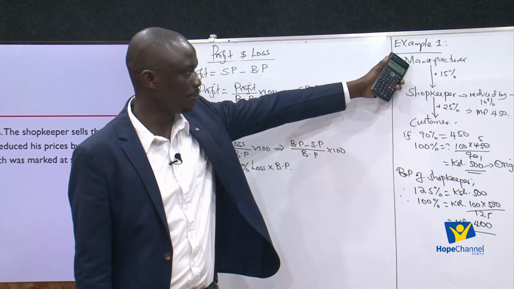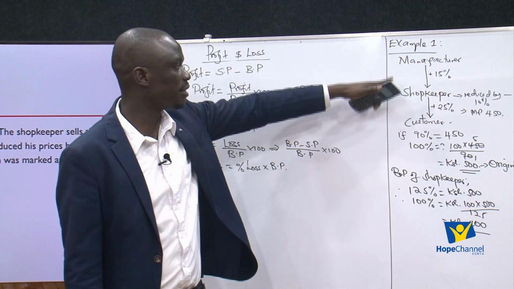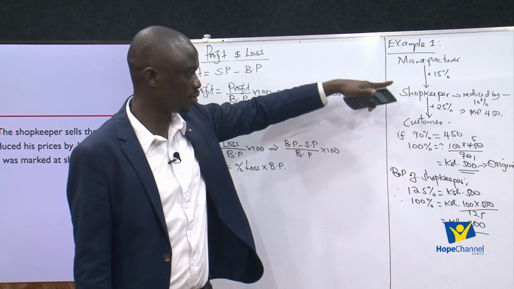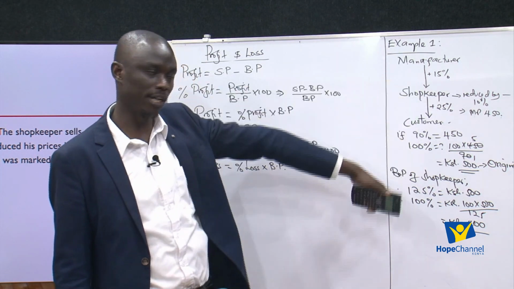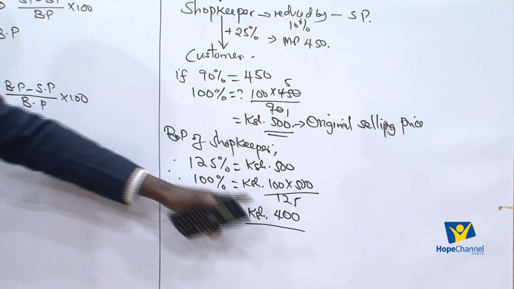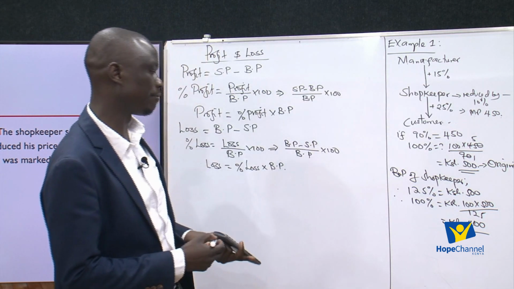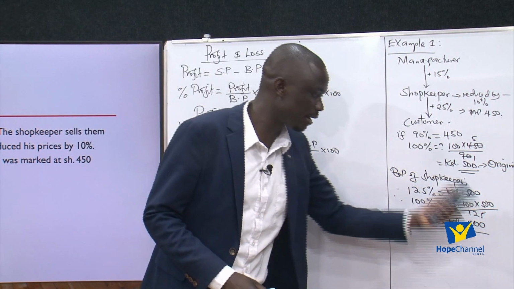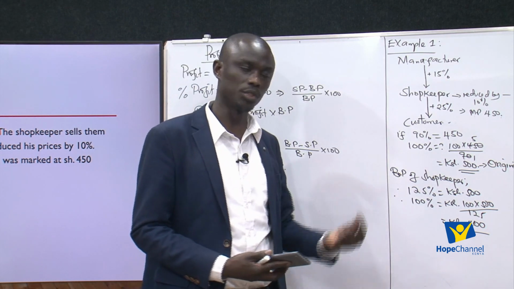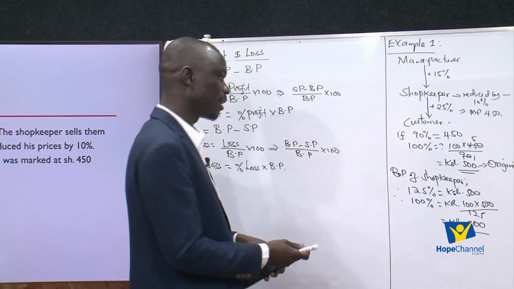Remember, the buying price of the shopkeeper is the selling price of the manufacturer. The price at which the manufacturer sold it to the shopkeeper is the price at which the shopkeeper bought it. By selling this item at 400 to the shopkeeper, the manufacturer had made a profit of 15%. So this 400 is inclusive of the 15% profit of the manufacturer. We want to know the manufacturing price or the factory price. So let's now get the factory price.